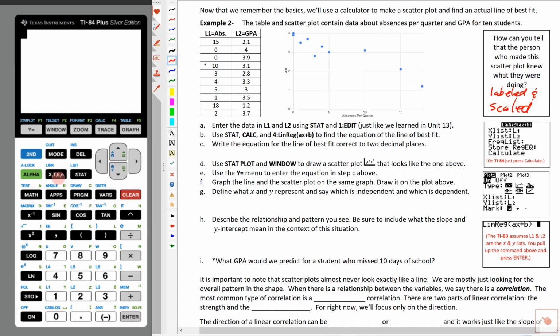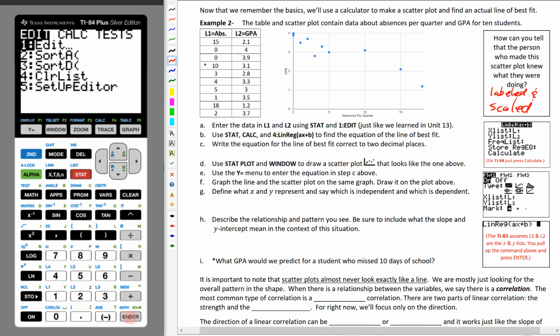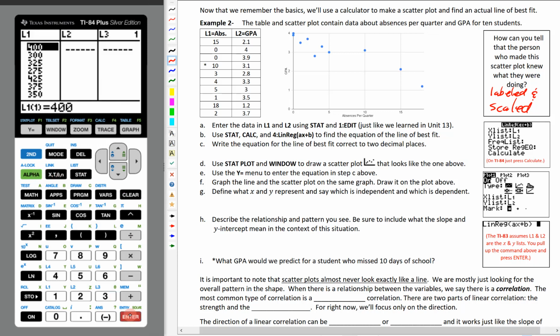So I'm going to go ahead and hit stat and edit. So that's number 1. Now, you'll notice that I've already got a list in here. I want to get rid of that. We could reset the calculator, which is a good idea to do if you're using this in class and it's a calculator somebody else used before you. Remember, you can always go up here and hit clear. Please don't hit delete, and then hit enter, and that will get rid of everything.